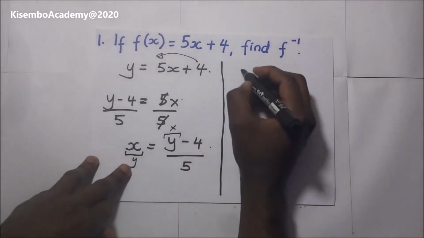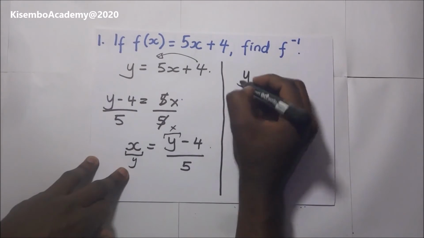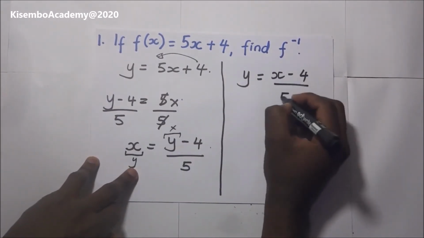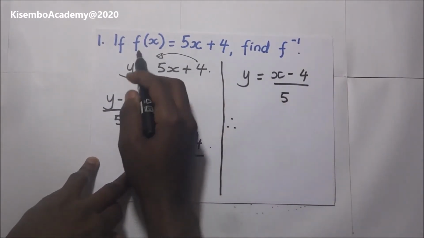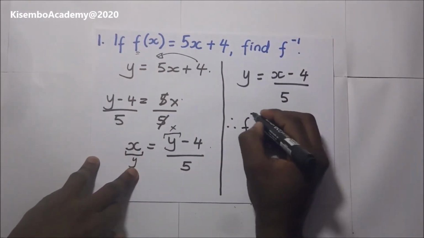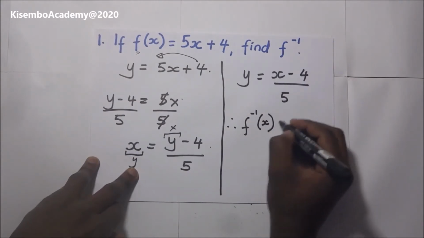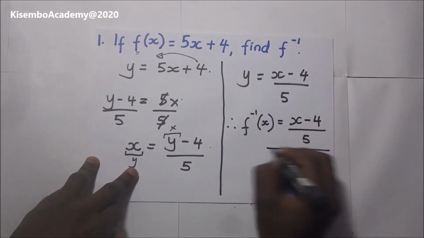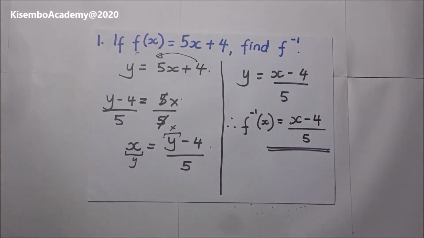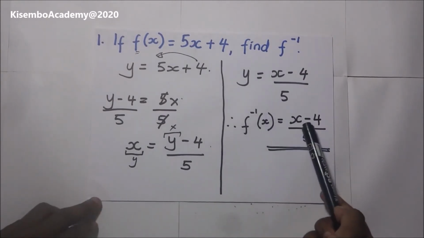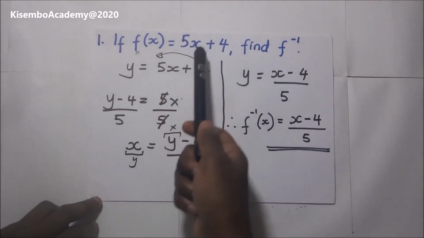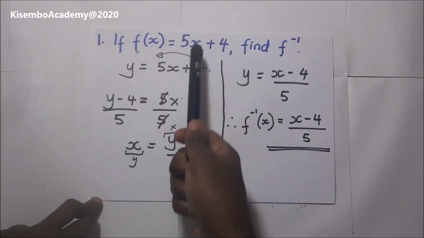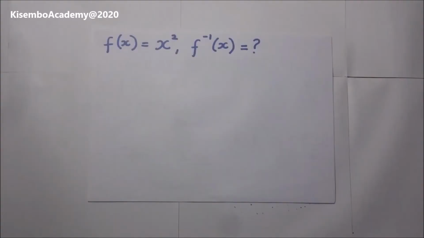So in our next step we shall say that y is going to be equal to x minus 4 over 5, and therefore the inverse of this function f, where x is the input, is equal to x minus 4 over 5. So this is how we find the inverse of this function algebraically. This is the same as if you plotted this on a graph and then reflected this function in the line y equals x. You would still end up with a function of this nature.